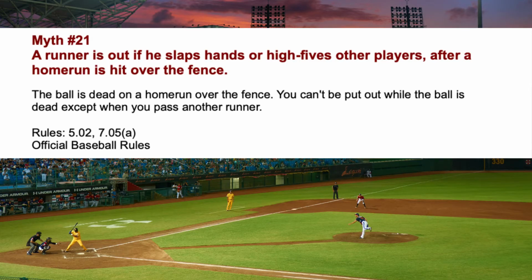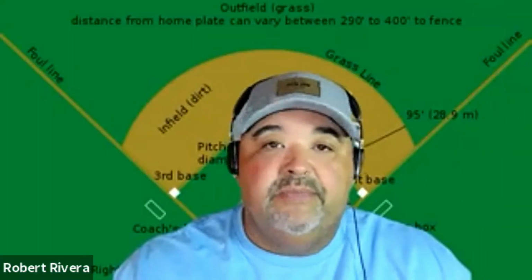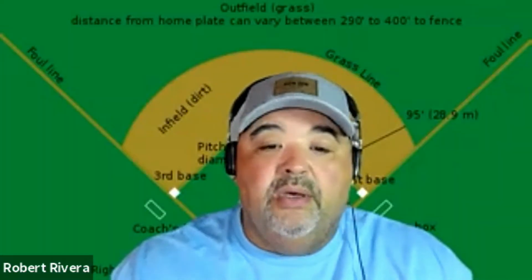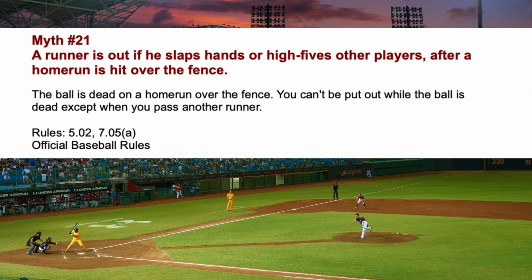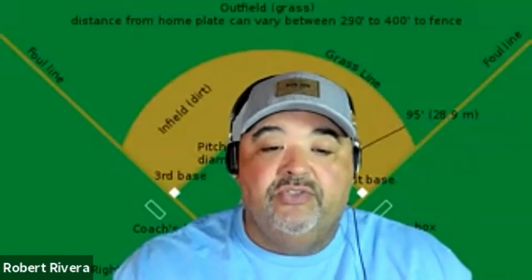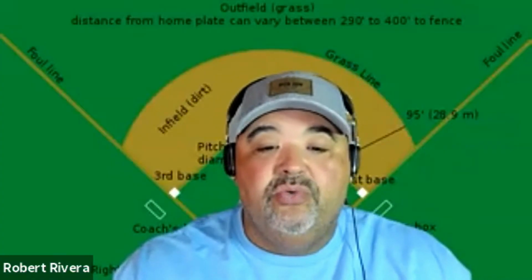Okay, so let's move on to 21. A runner is out if he slaps hands or high fives other players after a home run is hit over the fence. That's also wrong. The ball is dead on a home run over the fence. You cannot be put out while the ball is dead, except when you pass another runner. Okay, and that is rule 5.02 and 7.05(a).